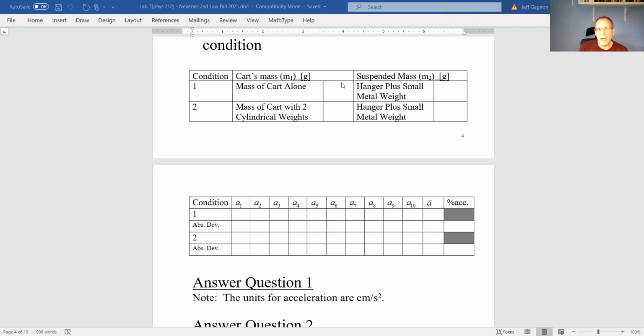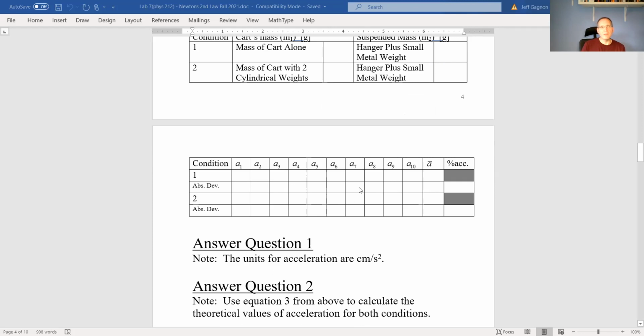So this is going to be some mass in grams. This will be some heavier mass in grams. The hanger, though, is going to stay the same. It's a hanger with a small metal weight. That's going to be the same for both conditions. So we're just varying the mass of the cart, not the mass of the hanger, for this first part of the lab. Now, what these values are is that I collected, or your lab partners collected, the acceleration using the smart timer for 10 trials for the first condition, and then 10 trials for the second condition.